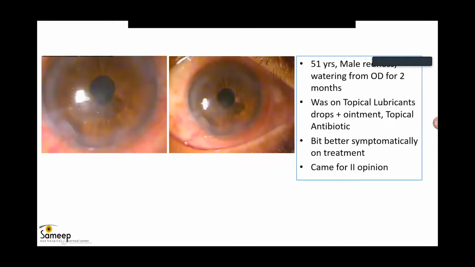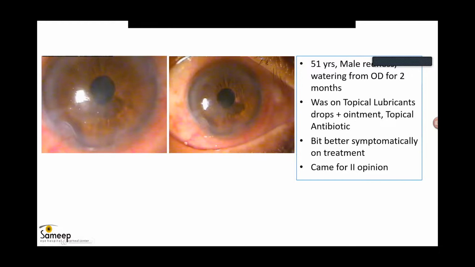This is another example of a nice clinical case. He's a 51-year-old male patient. Probably this is the last case. A 51-year-old male patient who presented with redness and watering in the right eye for 2 months. He was on topical lubricants, drops and ointments, and topical antibiotic drops. He said that he was a bit better symptomatically on treatment, but came for a second opinion.